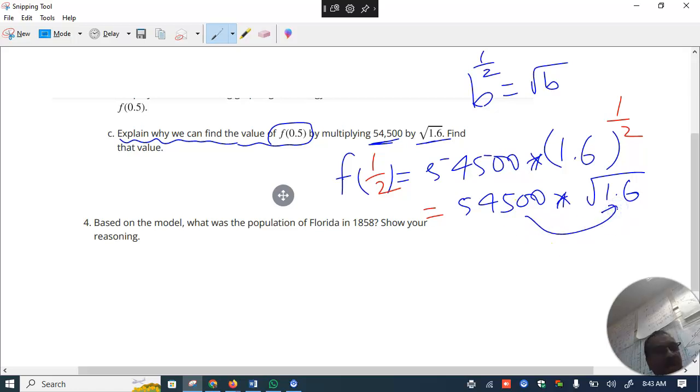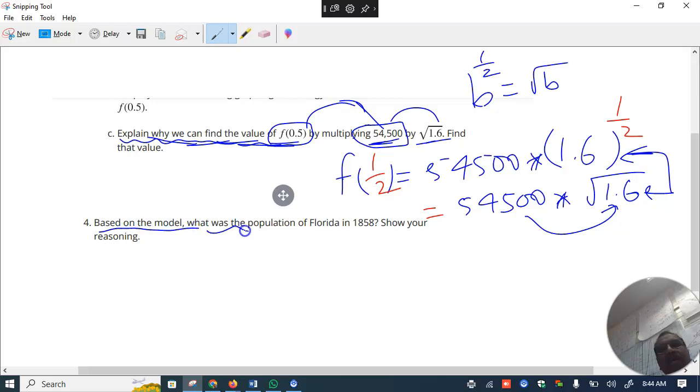So the question was asking, can you explain how this is the same as multiplying 54,000 by this? It's because these two things mean the same thing. I hope that takes care of that question. And then based on the model, what was the population of Florida in 1858?